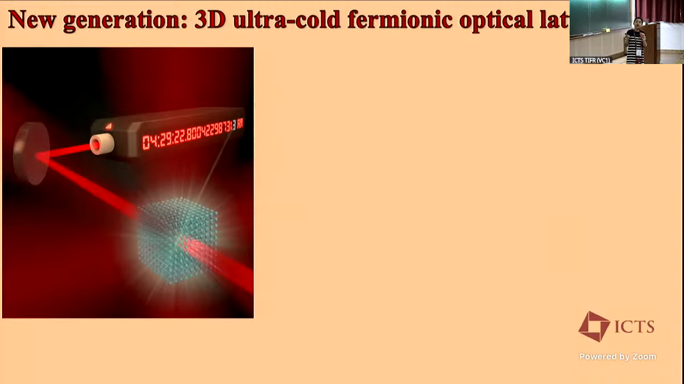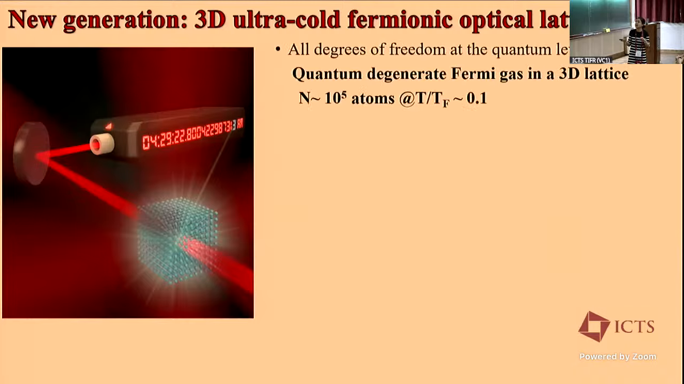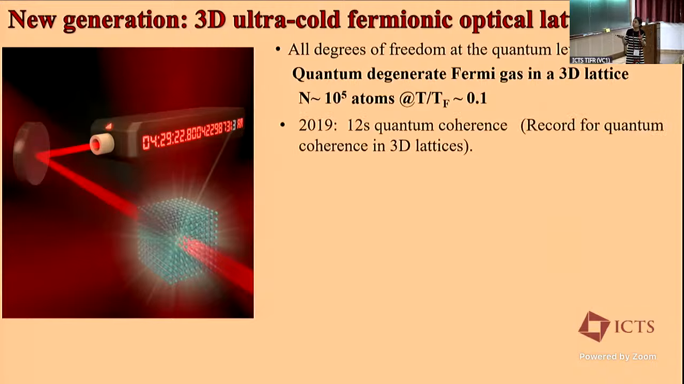So I'm running out of time, so let me say that the next generation of atomic clocks is going to move towards more quantum behaviors. The new generation of clocks operates in a 3D lattice, not only a 1D lattice, and operates with a quantum degenerate Fermi gas at very cold temperatures. In 2019, in this 3D lattice, the experimenters reported records of coherence of atoms in an optical lattice, with a coherence time of the order of 12 seconds.